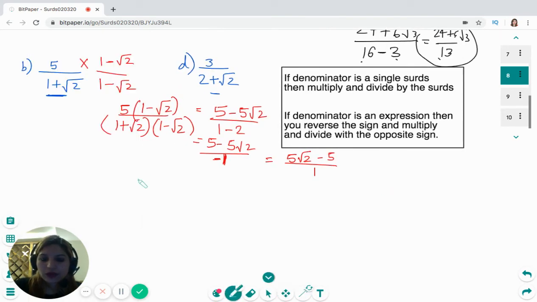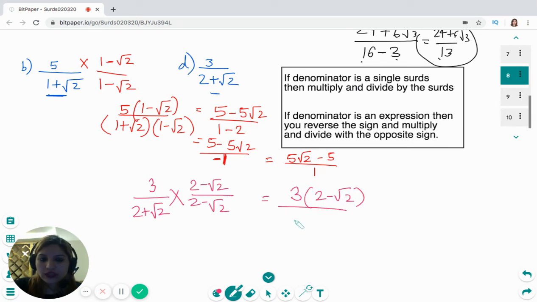Okay, so this is 3 over 2 plus root 2. What will we multiply it by? Yes, you're right. It's 2 minus root 2. That is the same denominator, but with the opposite sign. So we have 3 multiplied by 2 minus root 2. And at the bottom, we have 2 plus root 2 multiplied by 2 minus root 2. And let's do this. So we'll have 6 minus 3 root 2.